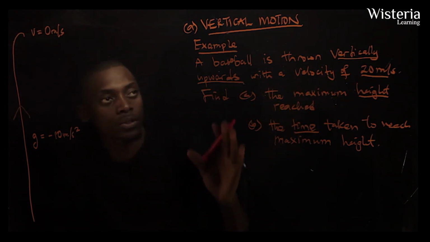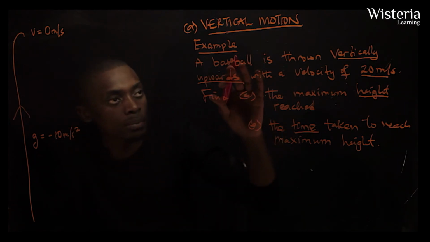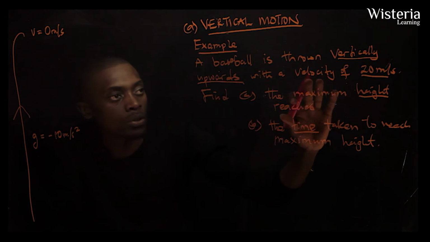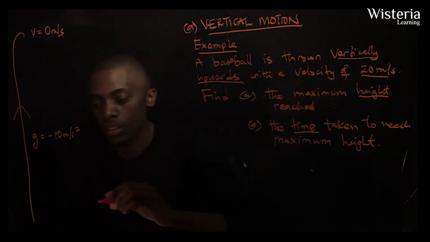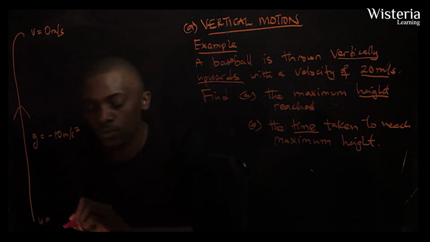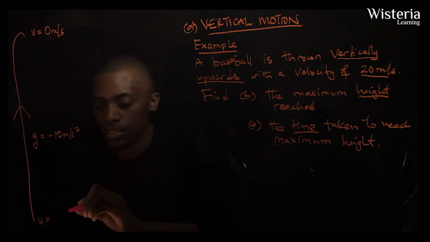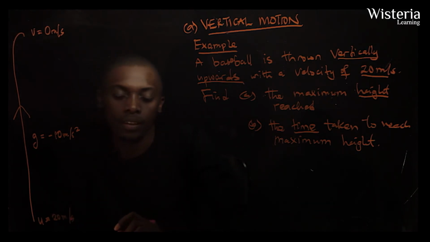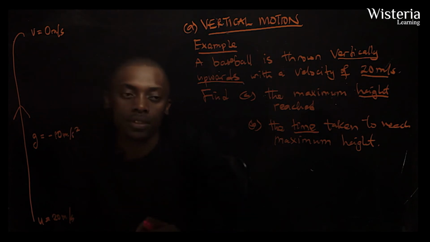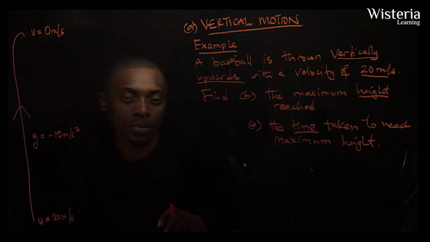Now we can also add to these variables because we've been told that this baseball was thrown with a velocity of 20 meters per second, meaning the initial velocity at which it was thrown is given. It is 20 meters per second. So we have three variables that can help us calculate the questions that we are given.